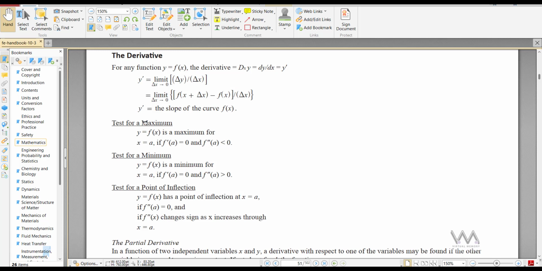To test for a maximum, you find the first derivative and find the value of x for which the first derivative is 0. And then you find the value of the second derivative for that value of x. If it's less than 0, it's a maximum point. If it's greater than 0, it's a minimum point. So let's do the first thing. Find the value of x for which the first derivative is 0.